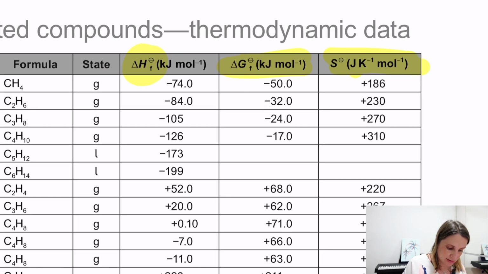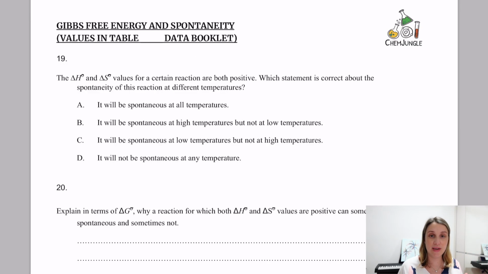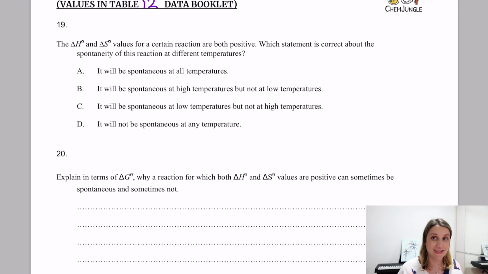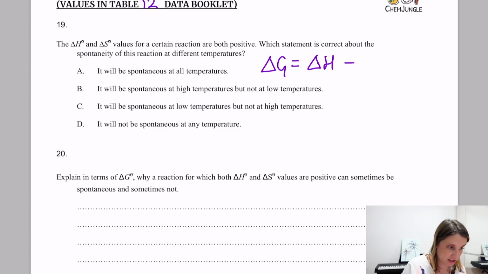So if you need to use them for that equation that we talked about at the beginning, then you find them in table 12. In terms of multiple choice questions on Gibbs, they're really only asking about the relationships between delta H and delta S and how that relates to spontaneity. It says the delta H and delta S values for a certain reaction are both positive. Which statement is correct about the spontaneity of this reaction at different temperatures?